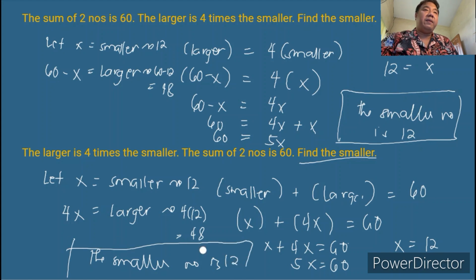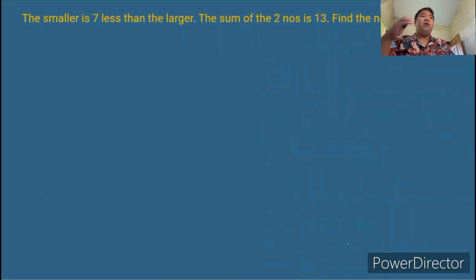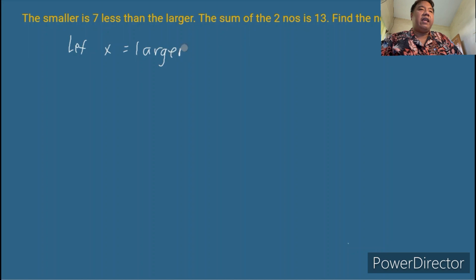And, last but not the least, dito nagkaroon: the smaller is 7 less than the larger. The sum of the two numbers is 13. Find the numbers. Sige nga po, kayo nga po yung mag-try. Pause nyo po ulit tong video at para magawa ninyo. At yun na nga, ang tanong, kanino po tayo nag-compare? The smaller is 7 less than the larger. So the larger became our point of comparison. So let x be the larger and the smaller will be represented as what? 7 less than the larger.